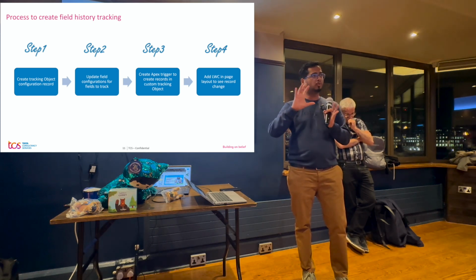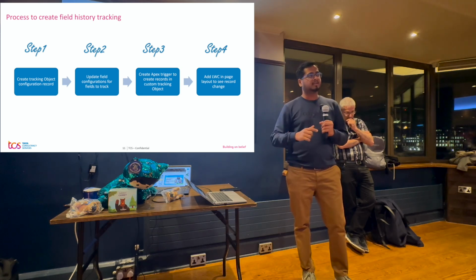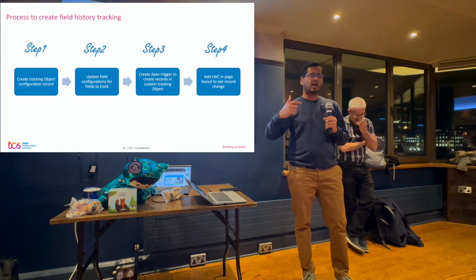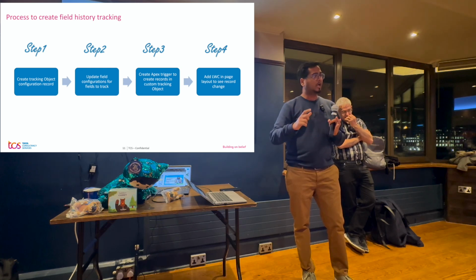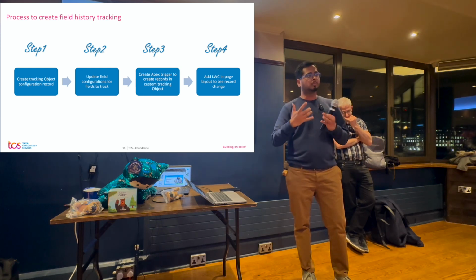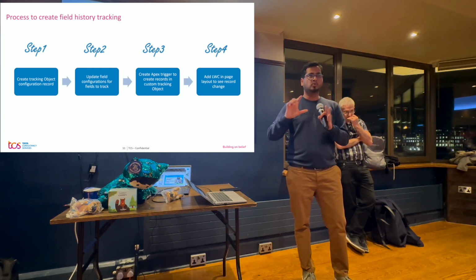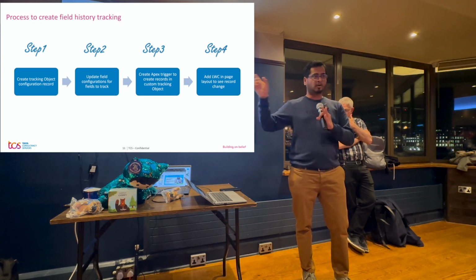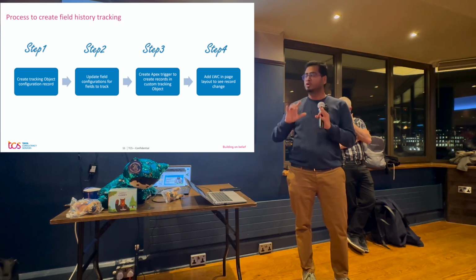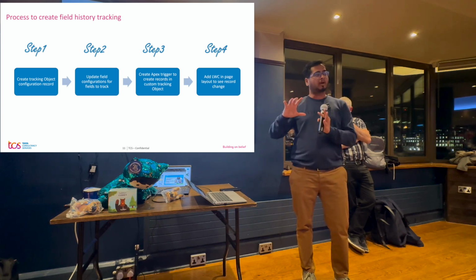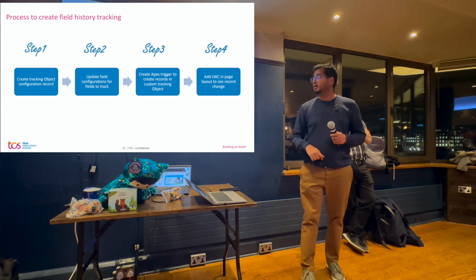Second step is you need to update the field tracking. By default, when you enable this tracking, Salesforce enables it for all the fields. So if you have 100 fields, it will enable it for all the 100 fields. But you need to be mindful, and you need to make sure you track only the fields which are required. I'll tell you the downside later on why I'm saying that, but you need to be sure you track only the fields which you want to track.